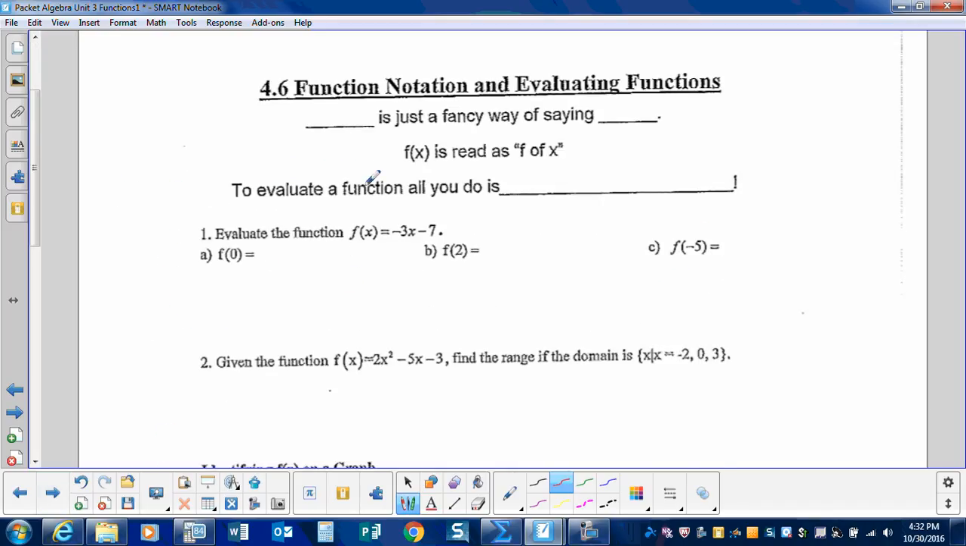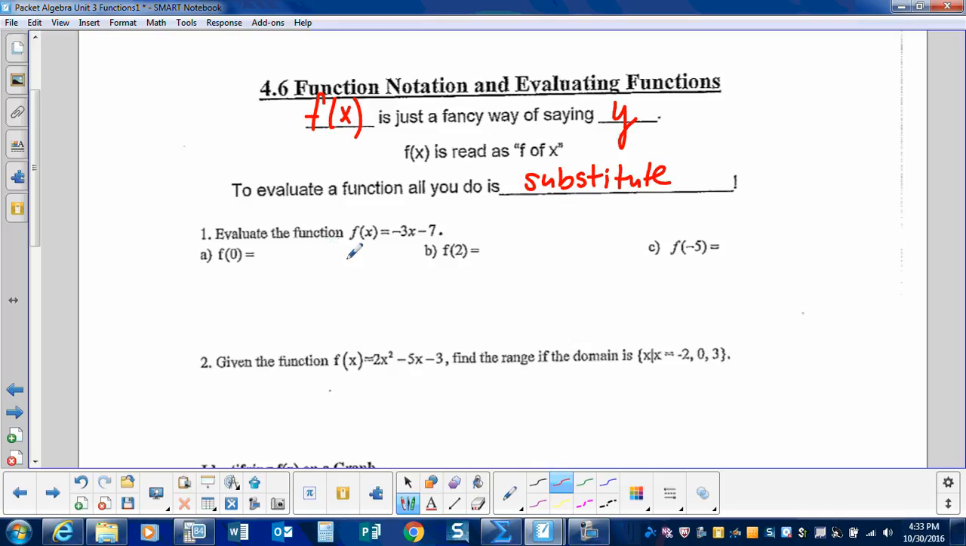So function notation, evaluating functions. So f of x is just a fancy way of saying y. f of x is read "f of x." To evaluate a function, all you do is substitute. So when you have this notation, all we're doing is substituting the values in.